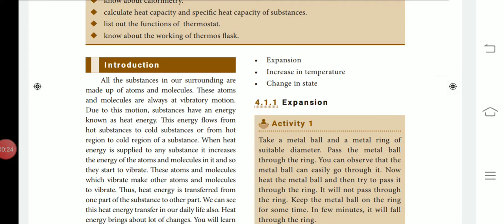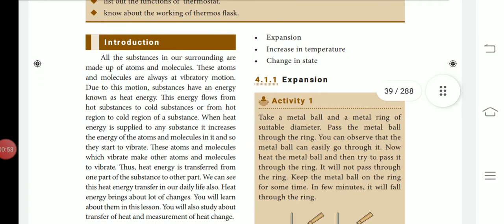All the substances in our surroundings are made up of atoms and molecules. Atoms and molecules always will be in vibratory motion. Whenever there is any movement or motion, the substance will have energy, and that energy is called heat energy. This heat energy will flow from hot substance to cold substance, or from hot region to cold region.